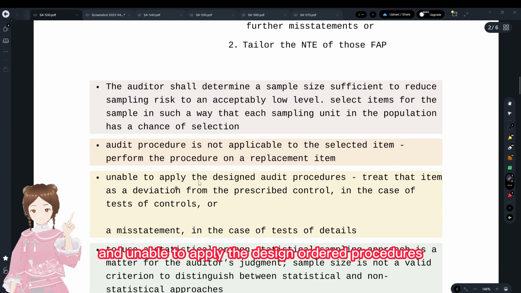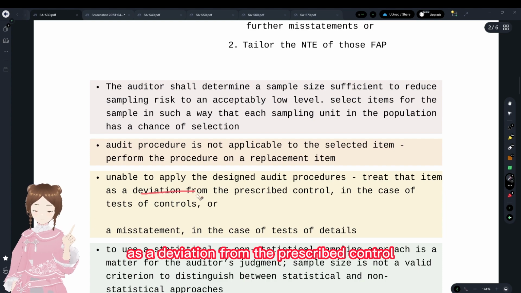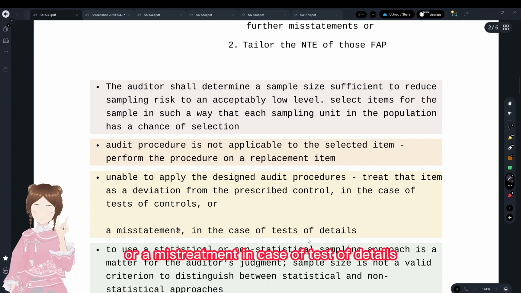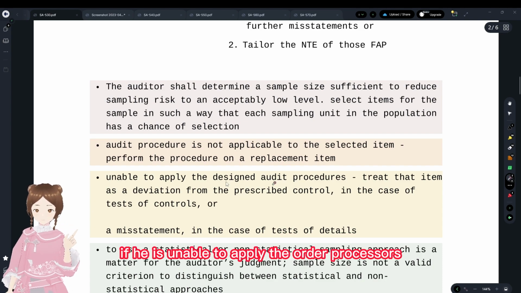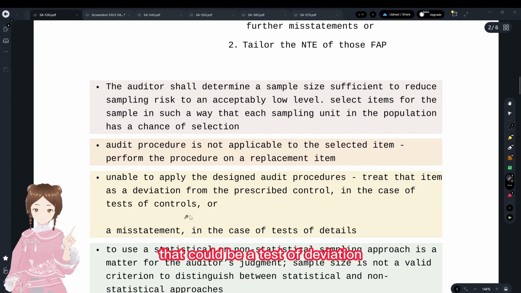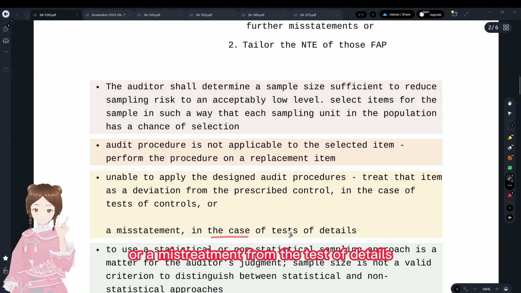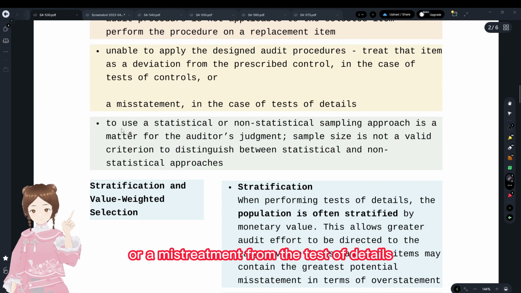If unable to apply the designed audit procedures, treat that item as a deviation from the prescribed control in case of test of control, or a misstatement in case of test of details. If he is unable to apply the audit procedures, that could be a deviation from test of controls, or a misstatement from the test of details.